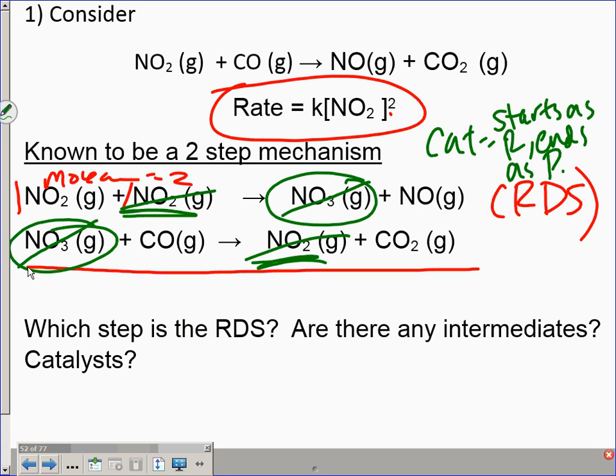Question: okay, so is the first step the rate determining step because the nitrogen dioxide is in the reactants, or is it because there's more nitrogen dioxide?